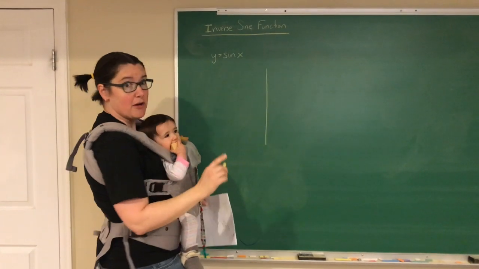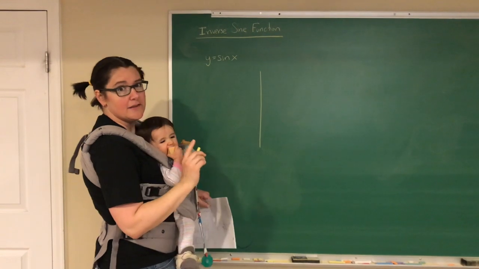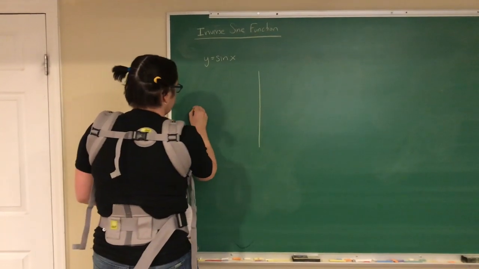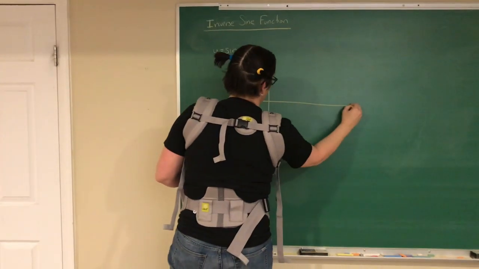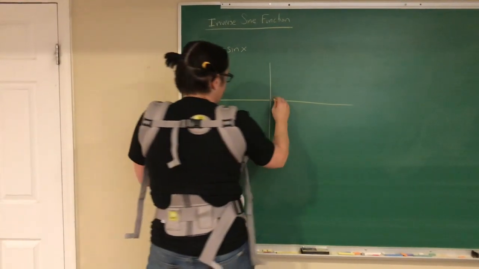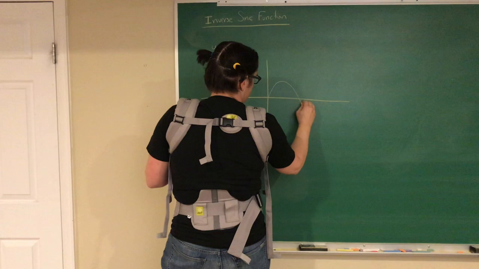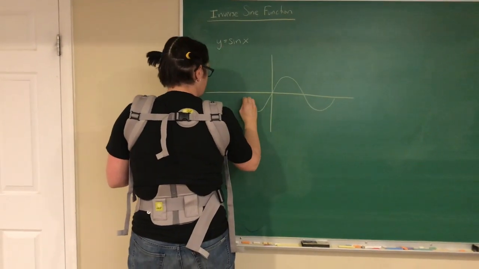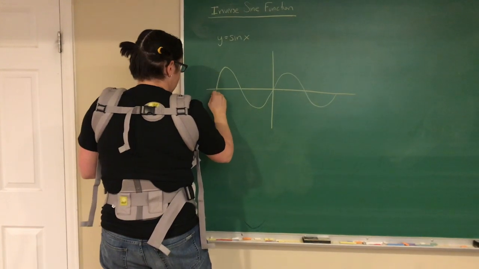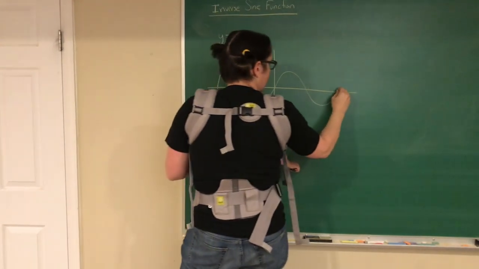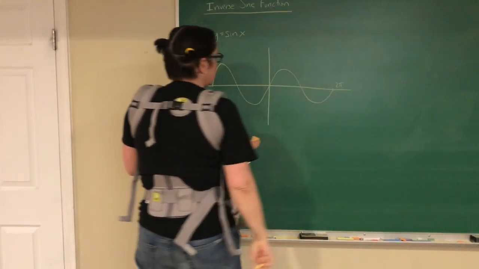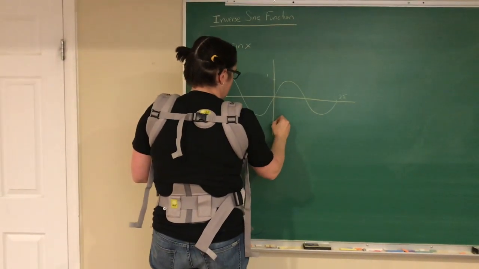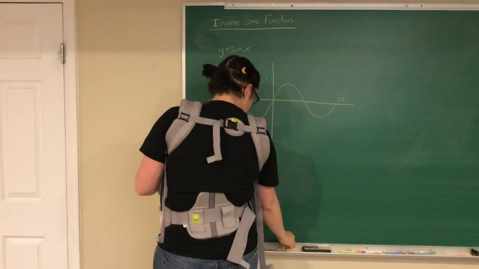Here's another moment to pause your video and see, do you remember what the sine function looks like and can you graph it? All right, so for me, I'm going to draw two periods of this sine function from negative 2 pi up to positive 2 pi. And then we have 1 and negative 1 on the y-axis.